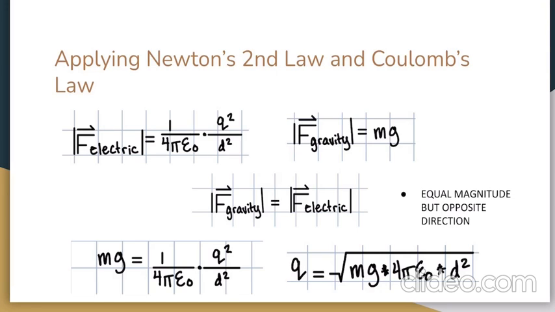Breaking this down, we can say that mg is equal to 1 over 4 pi epsilon naught times q squared over d squared. And we can find our charge q by simply isolating the variable, and we end with the square root of mass times acceleration times 4 pi epsilon naught times the distance squared.